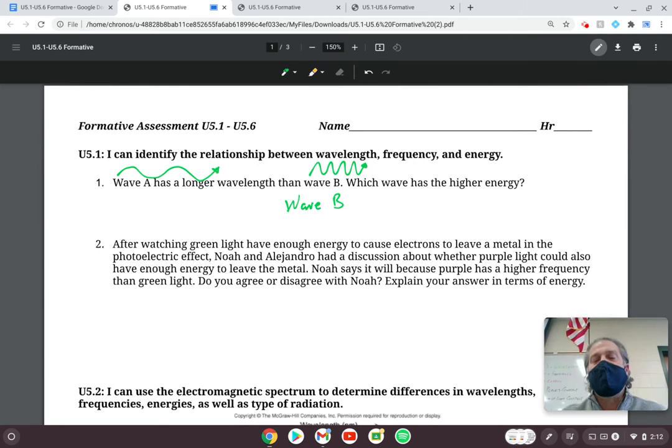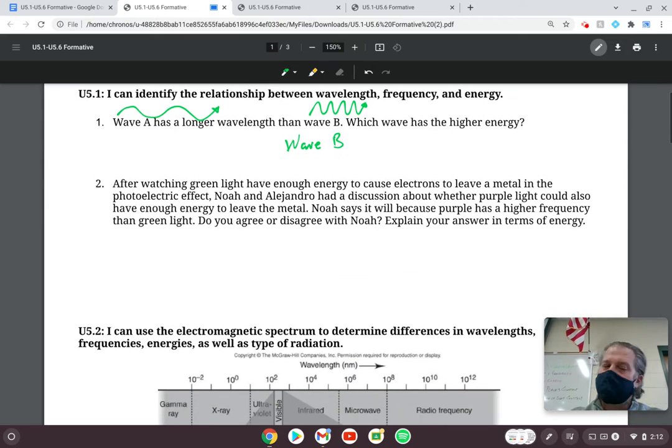What do I know about it? I know that shorter wavelengths, higher frequency, higher energy. So that's how I came to that conclusion.